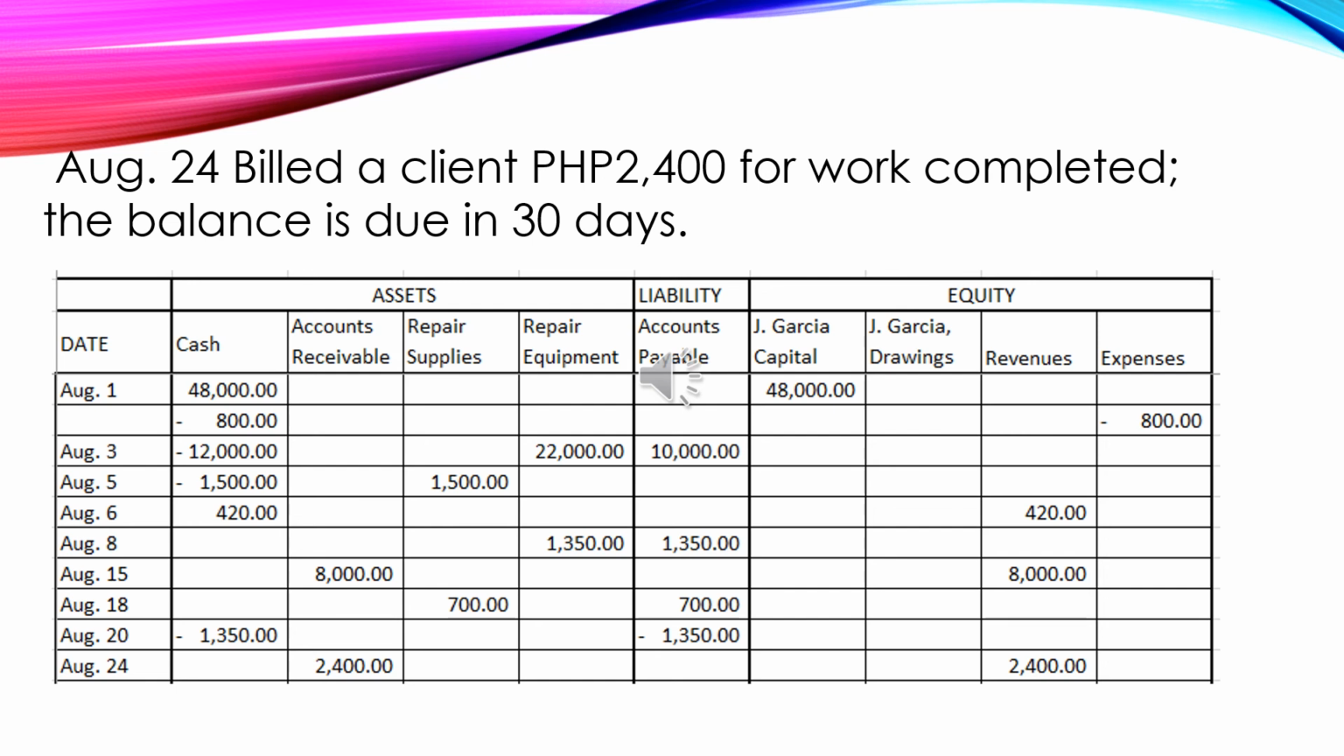So, once na nag-bill na yung company, yung business, sa client, ibig sabihin, na-render na yung service. So, pag na-render na yung service, meron ng income yung company. Pero wala pang na-receive na cash. So, kaya makikita nyo dyan sa table, merong increase ng 2,400 sa revenue and a corresponding increase in asset but in a form of accounts receivable.